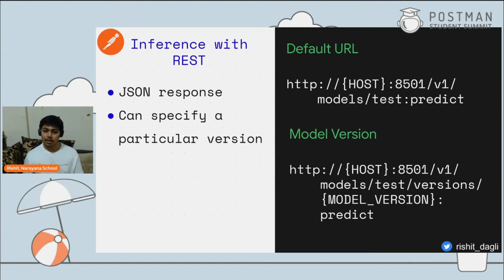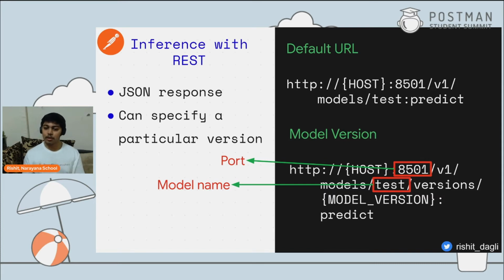What you can also do is specify a particular version with this. If you see the second example over here, I have specified a particular version. If I use the default URL, TensorFlow Serving would automatically fetch the latest version of the model and use that. But I could also explicitly specify a model version. Let's say I want to use model version 1 or 2 or so on. I could explicitly specify that too with this API, and you can see the URL for explicitly specifying a model version.